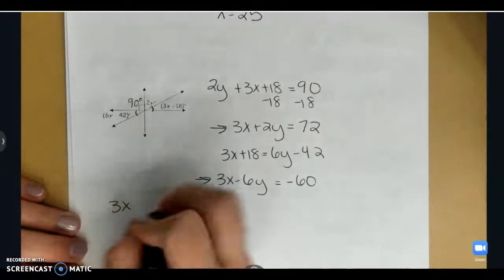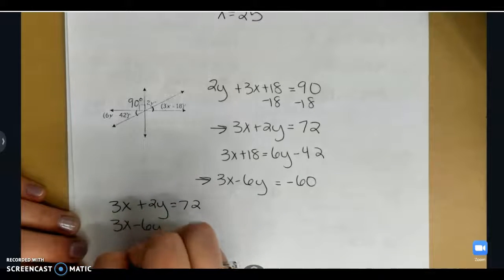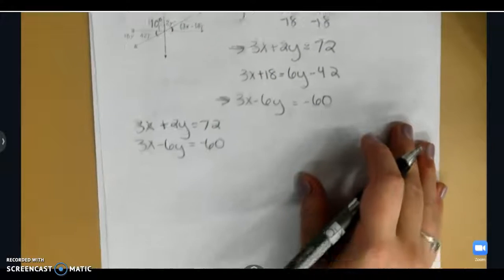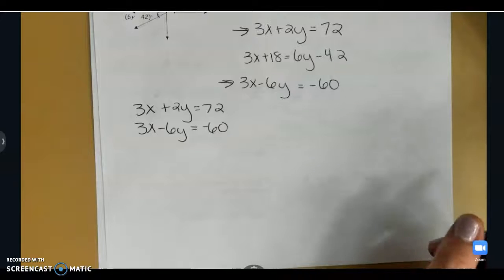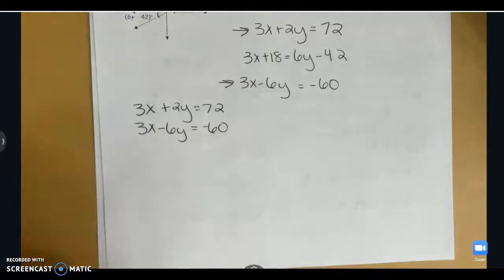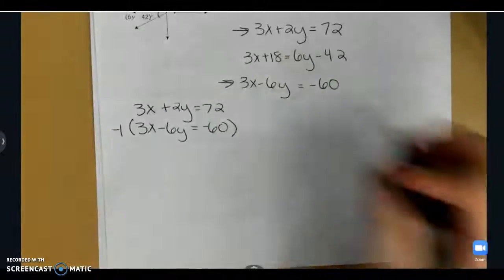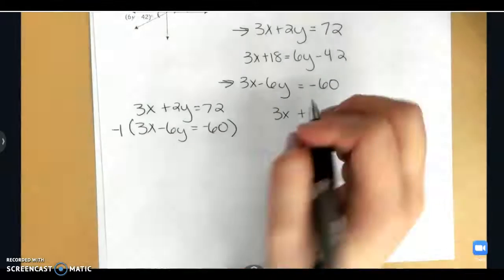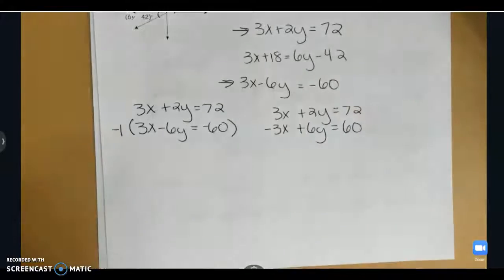I'm going to rewrite them over here just so we can see them next to each other. So we can use substitution or elimination to solve these. Personally, I think that elimination is going to be easier because if we were going to isolate one of these variables, we'd end up with fractions. So if I've already got 3x and 3x, if I turn one of them negative, then that will cancel. So I'm going to multiply this bottom equation by -1, all three parts. So the top one stays the same, and in the bottom one I get -3x plus 6y equals positive 60.